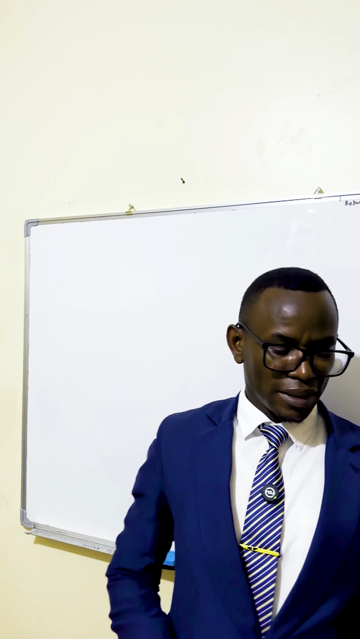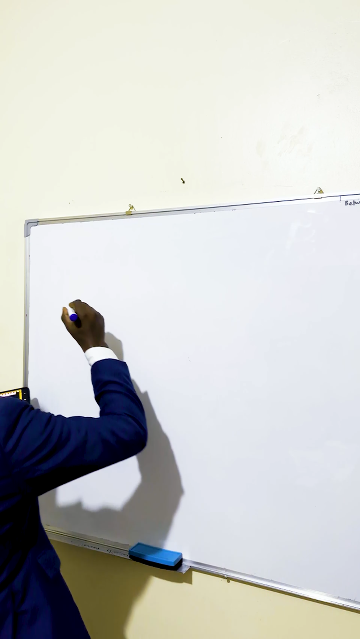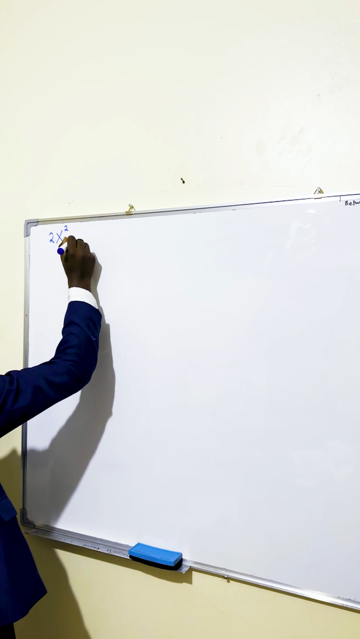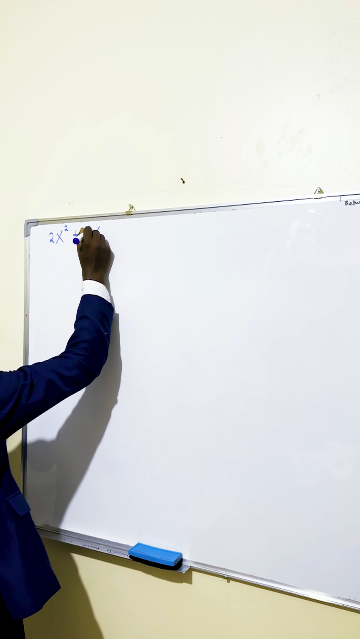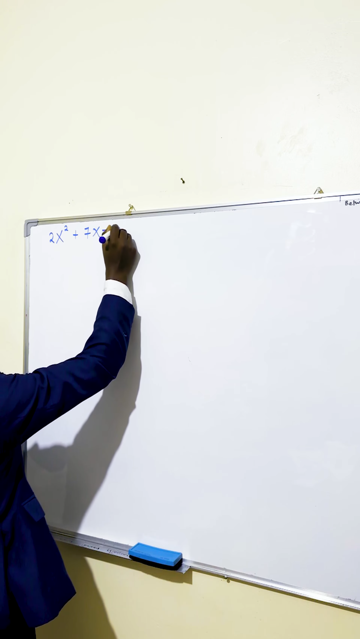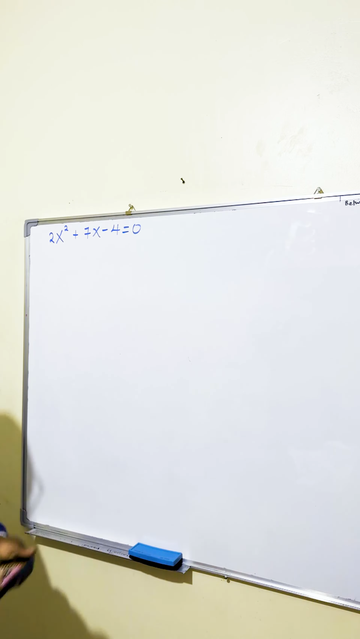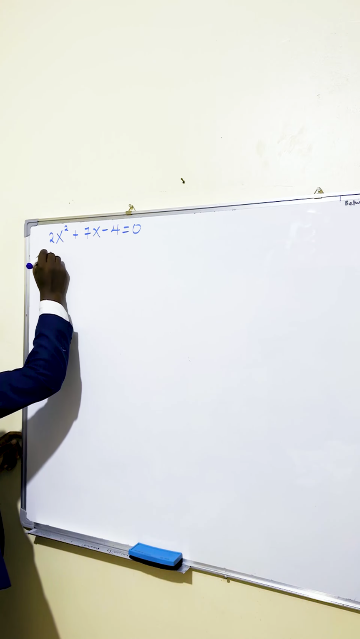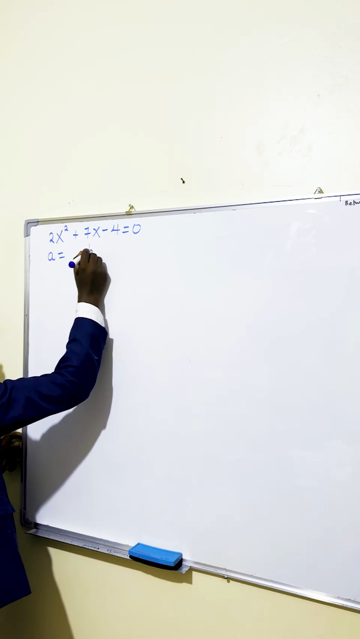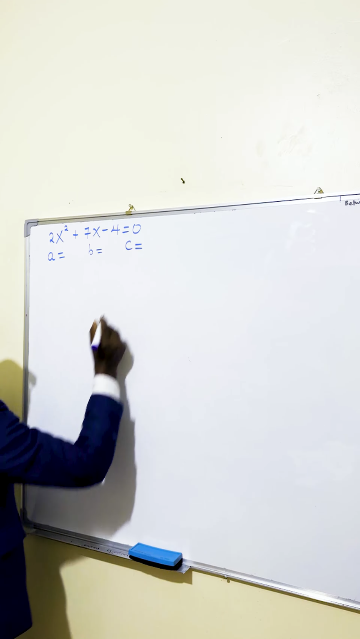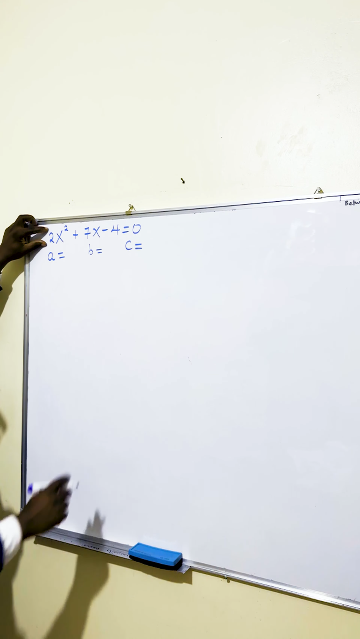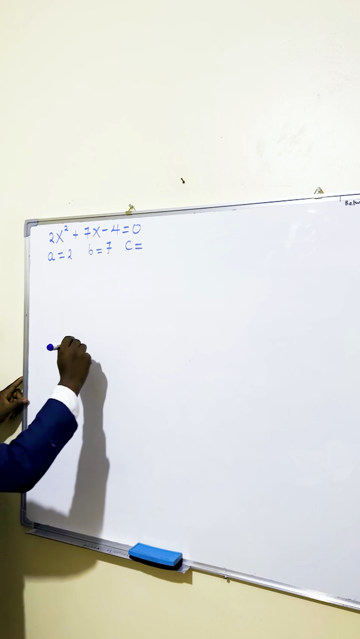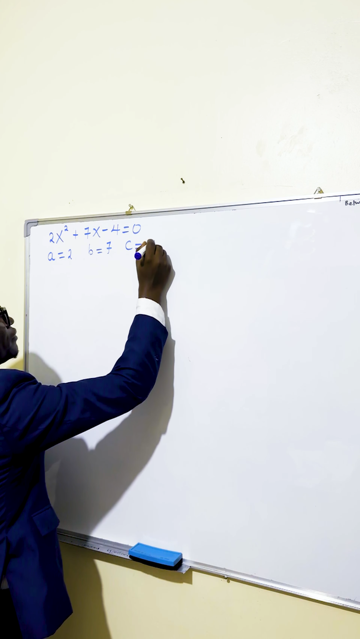Part B of the example. So we have 2x squared plus 7x minus 4, everything is equal to 0. Remember, we said that the first step is to identify the value of A, the value of B, and then the value of C. And for our quadratic equation, the value of A is 2, the value of B is 7, and then the value of C is negative 4.